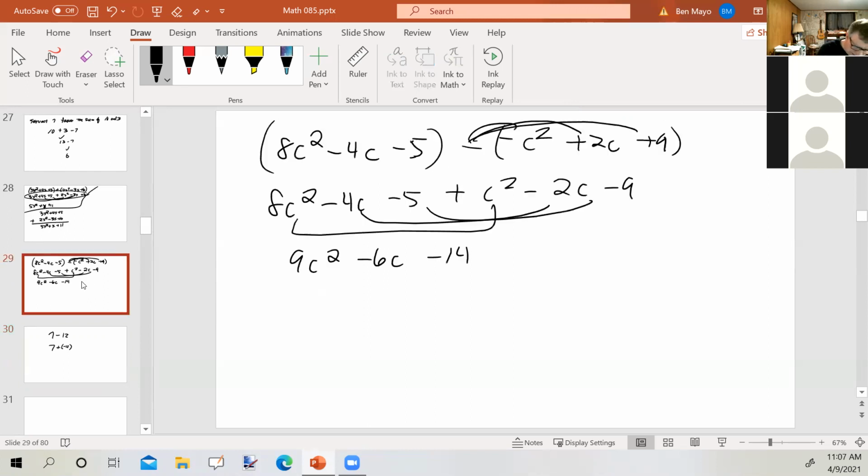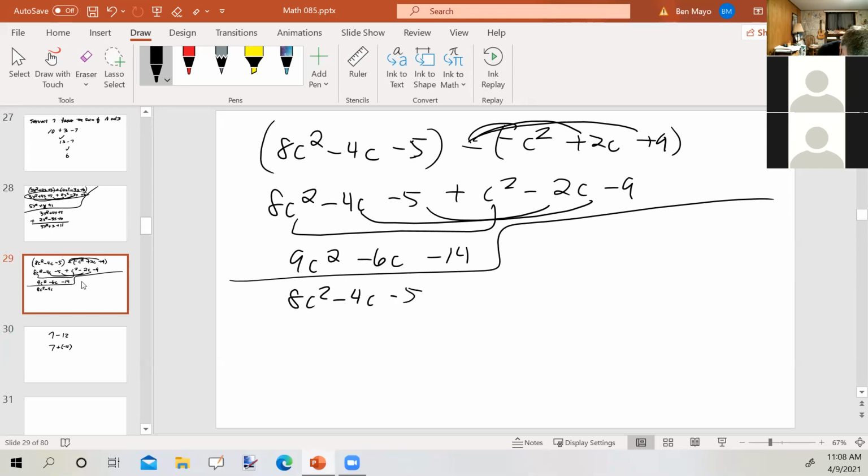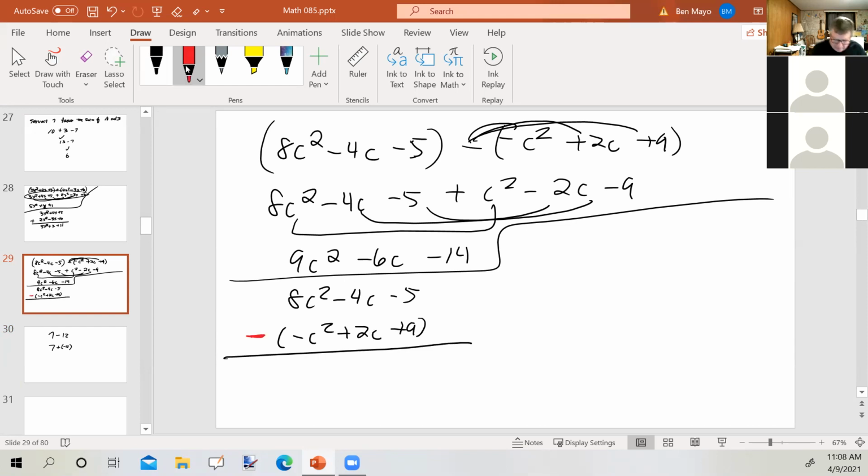Okay, so going back here and doing this problem vertically, we get 8c squared minus 4c minus 5. And then we've got negative c squared plus 2c plus 9. And we're going to subtract the second polynomial from the first. What we need to do is change it.